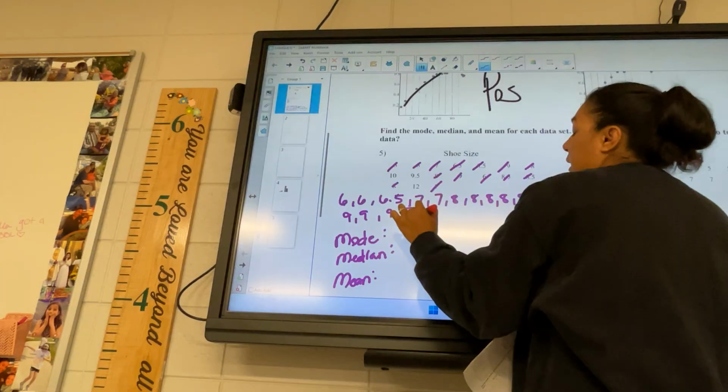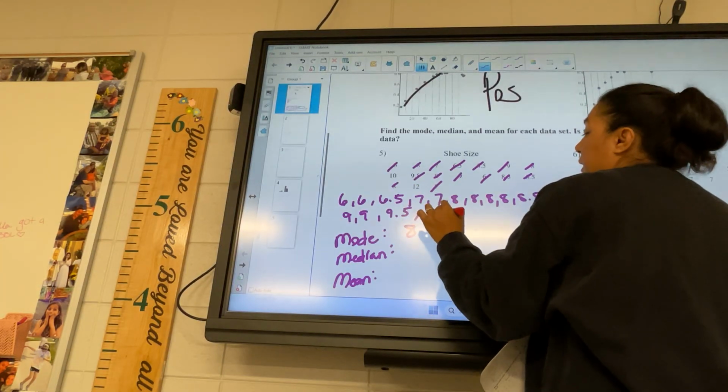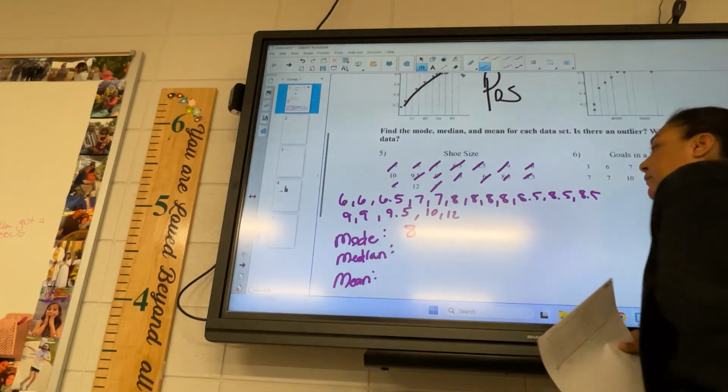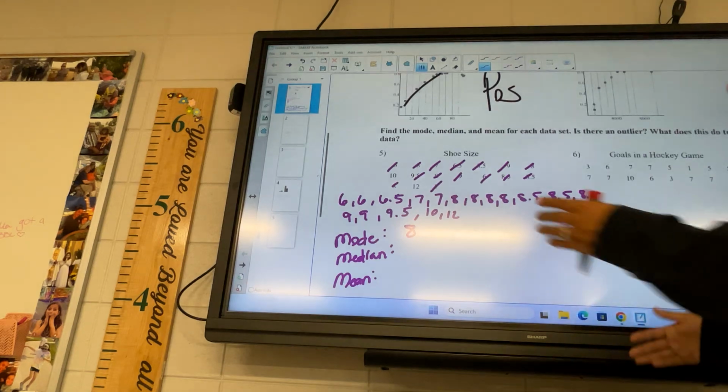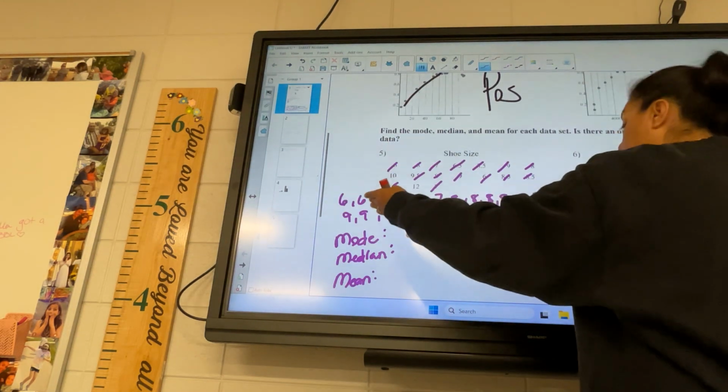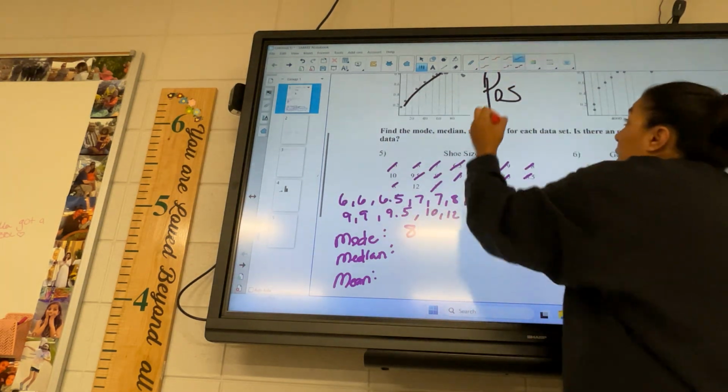1 9.5, 1 10, and 1 12. Okay, and so in order to find the median, we put them all in order there, and you can start crossing off. So you would cross off maybe 5 from the front and then 5 from the back. Or you could do 1 from the front, 1 from the back, 1 from the front, 1 from the back, all the way until you get to the middle.